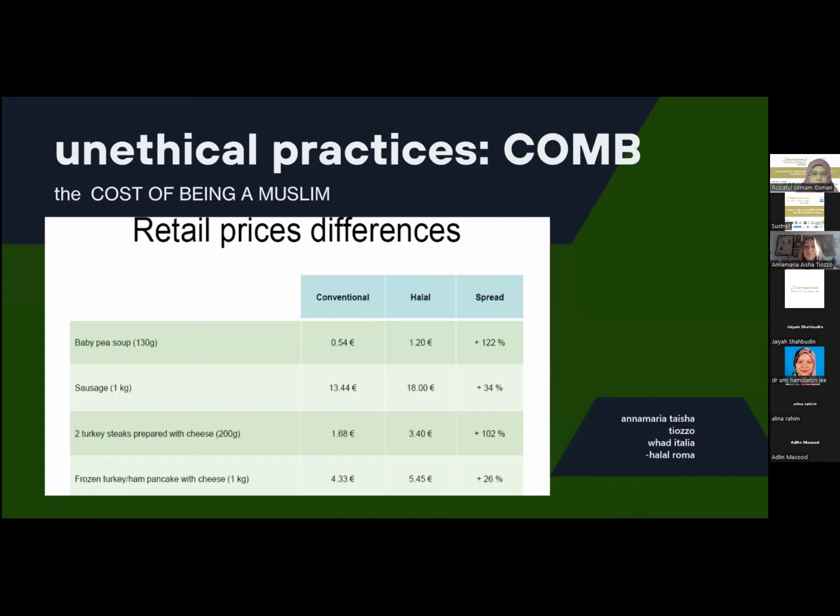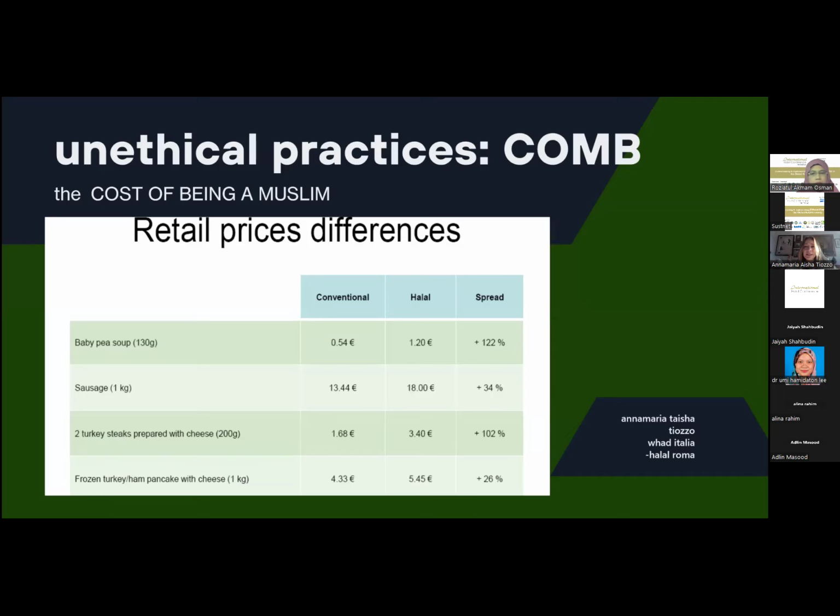And about this, one unethical practice is the combo, what is referred to as the cost of being a Muslim. This is a table we have for European prices of halal, and it's amazing, the spread from conventional to halal products, going from 26% to 122% or to 400% more for baby products.